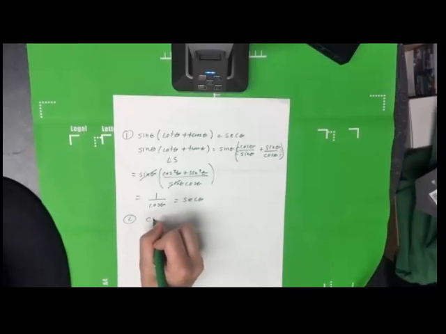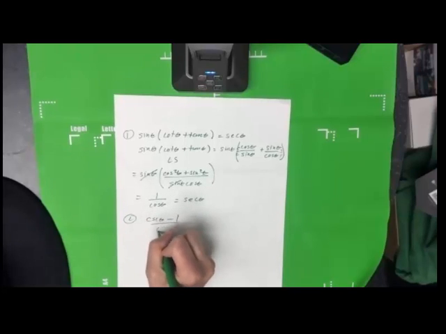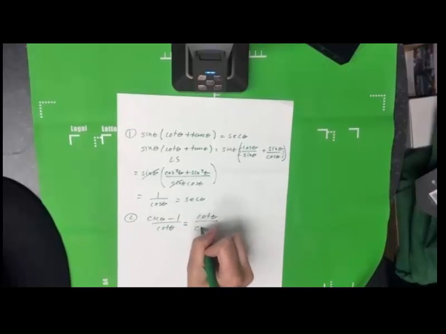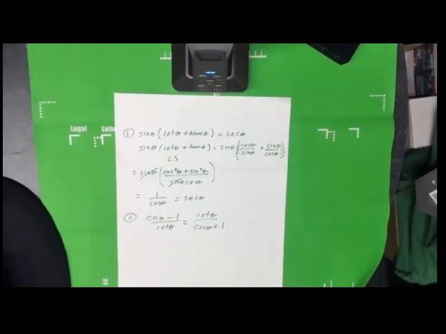All right, take a look at this one. Cosecant of theta minus 1 over cotangent equals cotangent of theta over cosecant theta plus 1. Now this one side of the identity is about as hard as the other, so it really wouldn't matter which side you worked with. I went ahead and worked with the left side, but you can just as easily work with the right side.